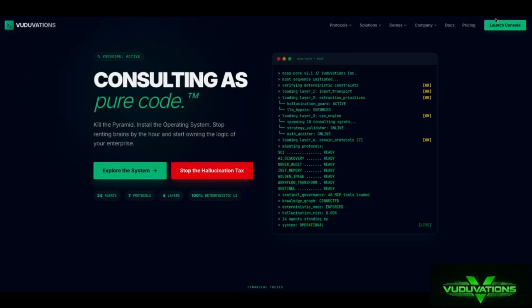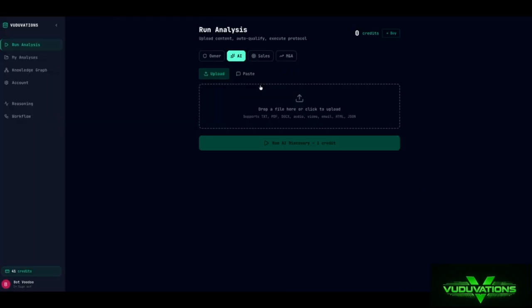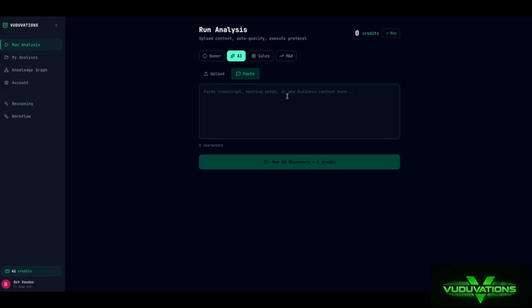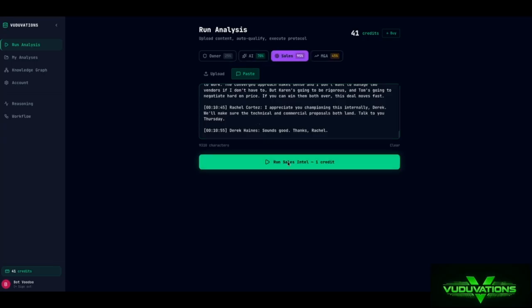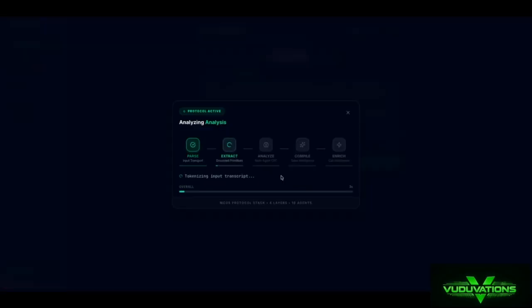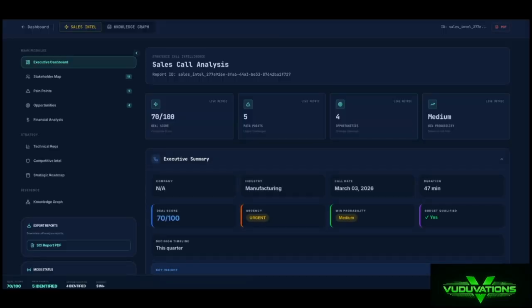First, getting started is incredibly simple. You just open up Sales Call Intelligence right from your dashboard, paste a transcript or upload an audio file, and simply hit Analyze. That's literally it. The MCOS protocol hands you verified, accurate deal intelligence in less than 2 minutes, setting you up perfectly to dive straight into your executive dashboard next.